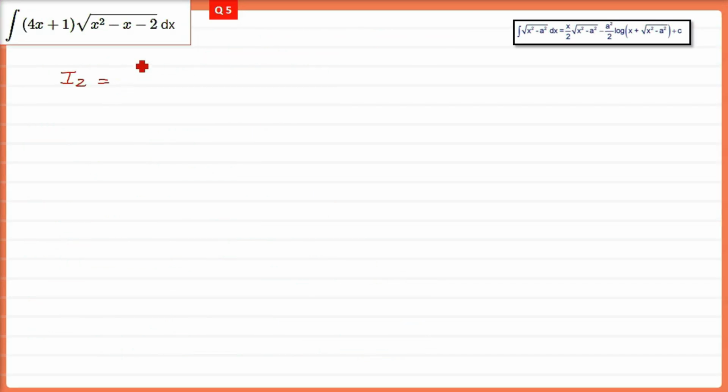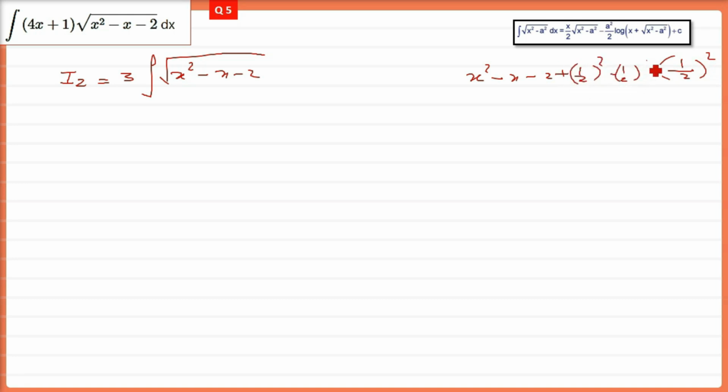So the next step is to find out the I2, and we'll combine it with I1, and that will be our final result. So I2 is 3, I have taken outside, it's a constant, under root x square minus x minus 2, which is a quadratic expression that can easily be converted into a perfect square. So x square minus x minus 2, you have the middle term coefficient of x, which is 1. We divide it by 2, square it, add it, subtract it. So I'm adding and subtracting this half square.